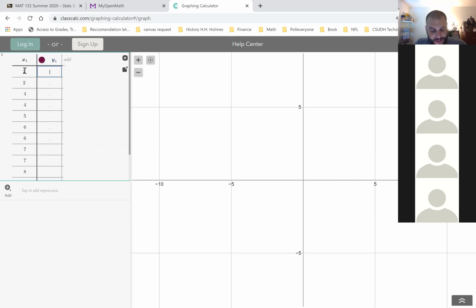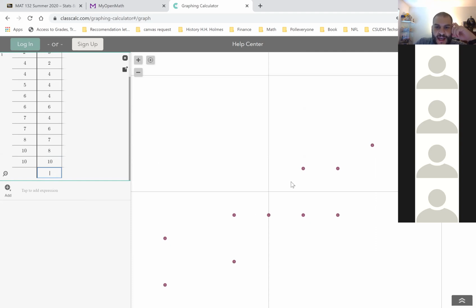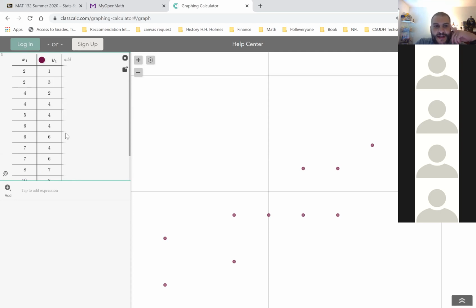What we put for Y1 is 1, 3, 2, 4, 4, 4, and then 6, 4, 6, and 7, 8, and 10. All right, if you look at the magnifying glass right here, if I click it, it will show me the scatter plot directly on the right-hand side. So you can see the scatter plot. Any questions in regard to this so far?